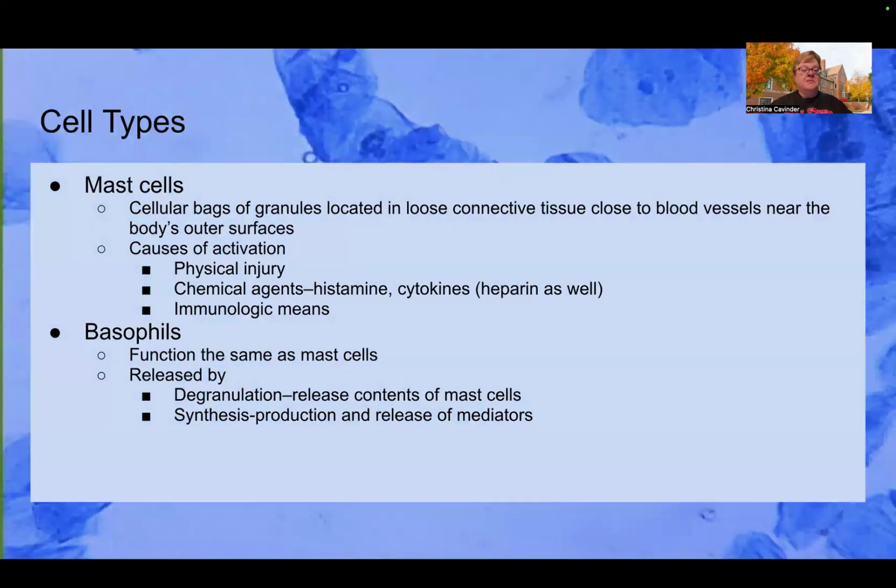So some of the cells we see in our immune response are the mast cells. They are cellular bags of granules, and they're located in loose connective tissue close to the blood vessels and the body's outer surfaces. They are activated by physical injury and chemical agents, so they give off histamines and cytokines. We talked about this a little bit before. They also produce heparin, and also act through immunological means.